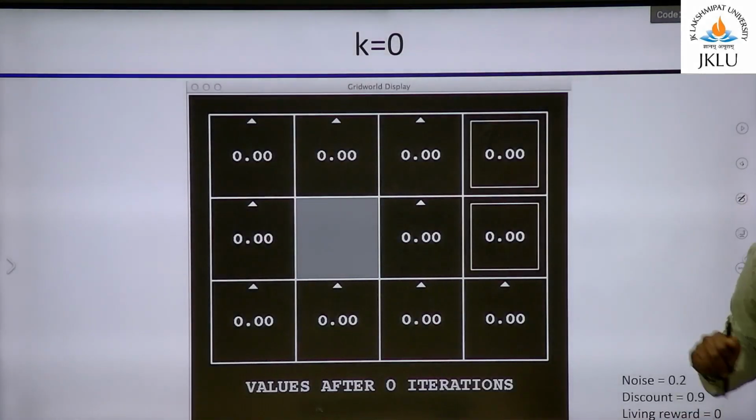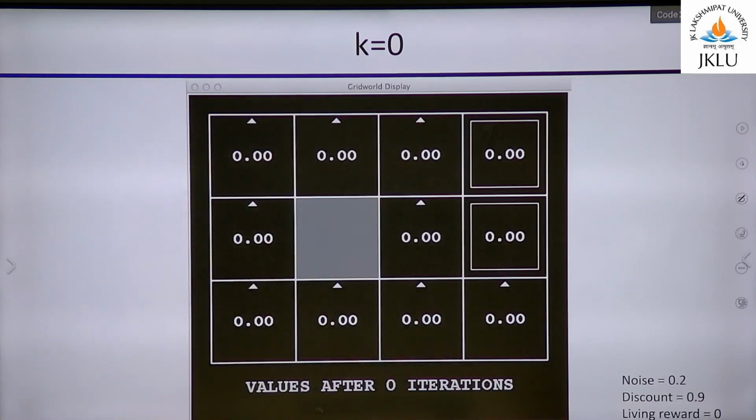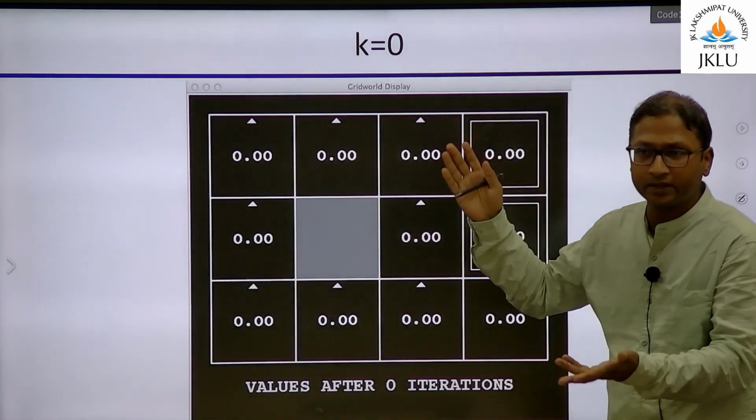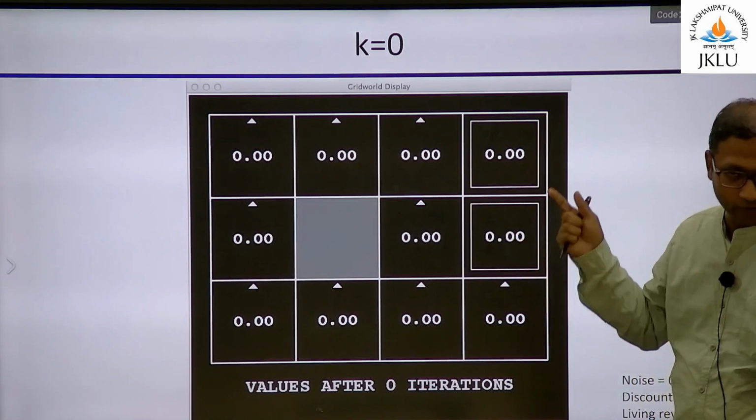So when you are at K equal to 0, what happens in this case? Game ends, you are not allowed to do anything. So if you are not allowed to do anything, why is this all zeros? You are not allowed to do anything. So not even allowed to take just 1 step. So everything is 0.